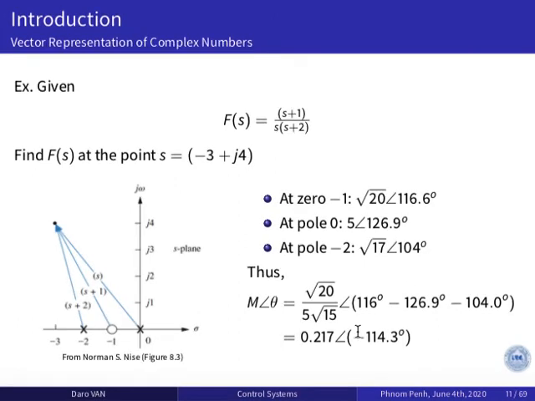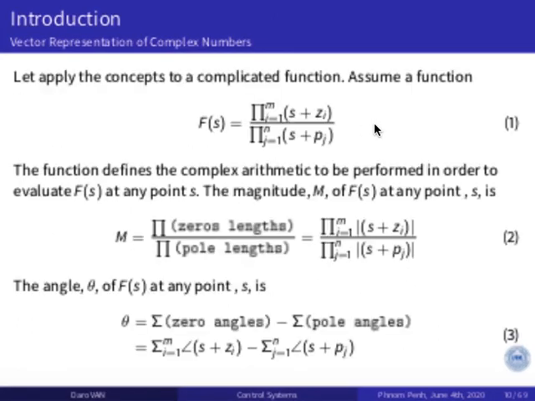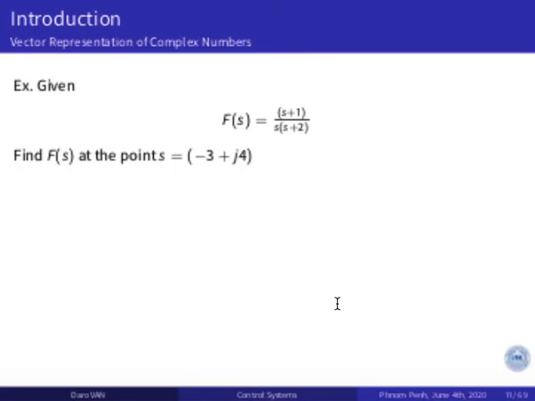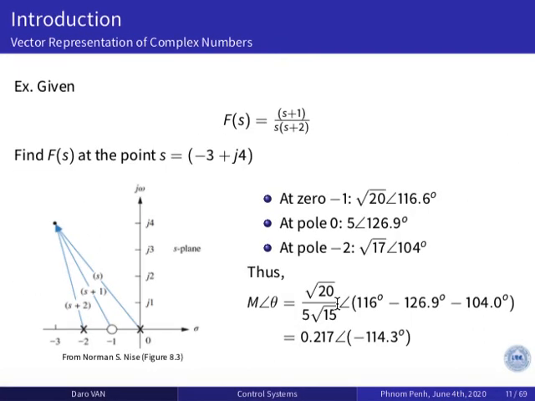Using the previous formulas, you can compute the new complex number, which has the magnitude of 0.217 and the angle minus 114.3 degrees.